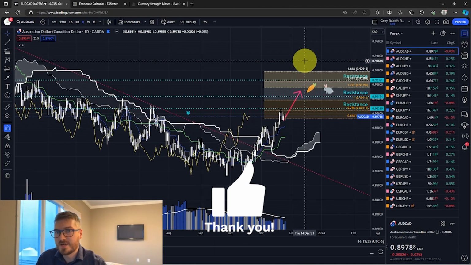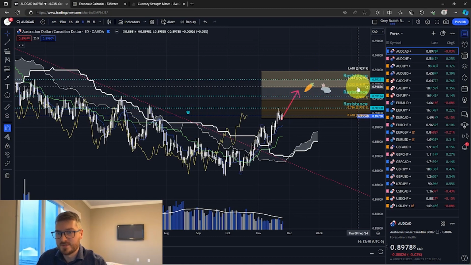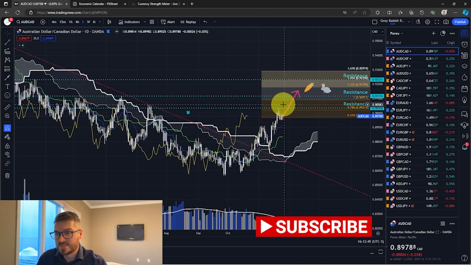So yeah, guys, keep an eye on AUD CAD this week for the breakout and possible run up to this level here at the 1.272, which is a Fibonacci extension off of this N wave here. So guys, keep an eye on that.